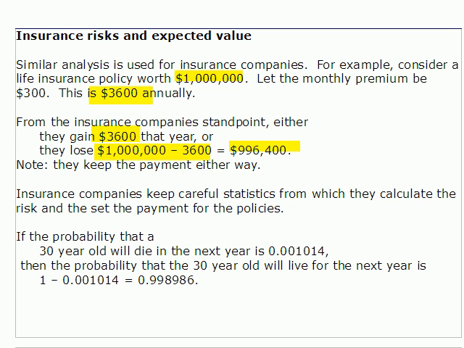So they know that the probability that a 30-year-old is going to die in the next year is, and this is in decimal, 0.001014, or about a 0.1% chance that a 30-year-old will die in the next year. So what's the probability they're going to live for the next year? It's 1 minus that amount, and we have that right here. From that, we're going to construct a table.